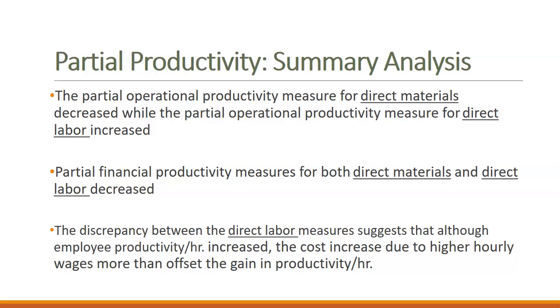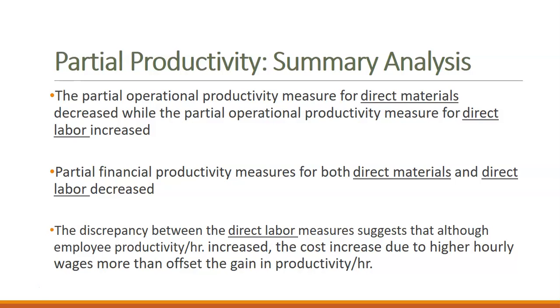When we look at the summary for this, our operational productivity measure for direct materials decreased. The partial operational productivity measure for direct labor increased. The financial productivity measures for both direct materials and direct labor decreased. This suggests that even though our employee productivity per hour increased, the cost increase due to the higher hourly wages more than offset the gain in productivity per hour.